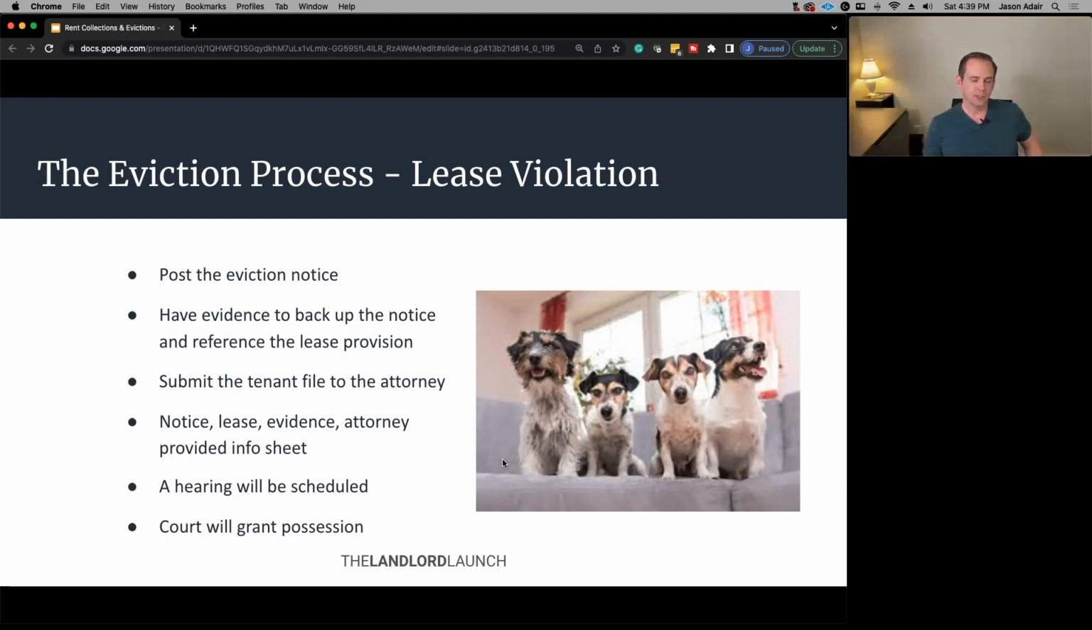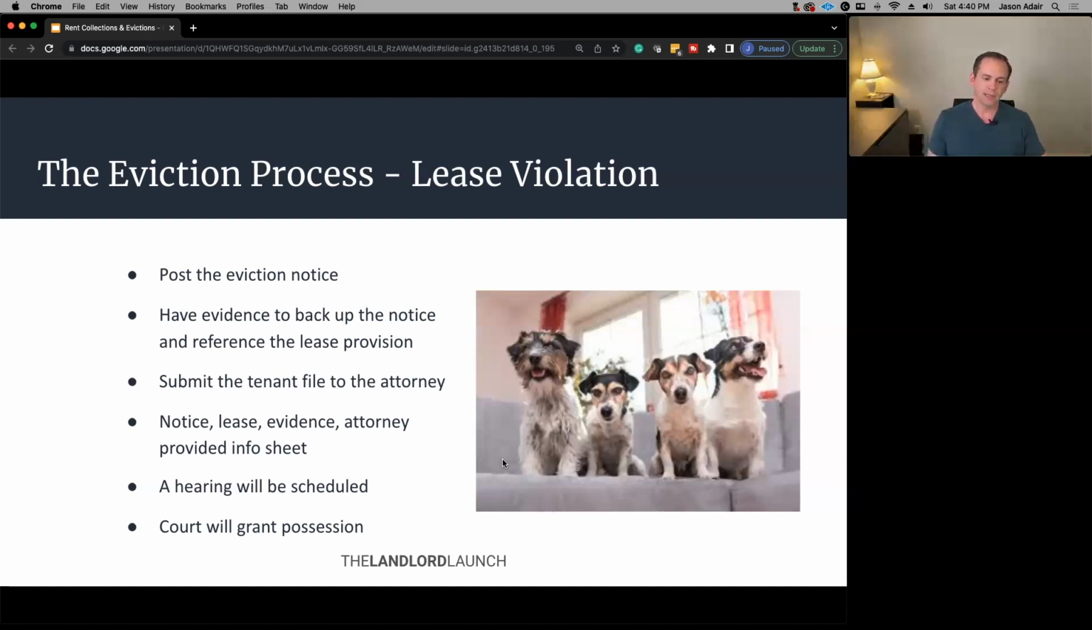Sometimes these lease violations are a little trickier, so you want to have your ducks lined up for sure, I's dotted, T's crossed, and have any backup pictures, written complaints from neighbors, police reports, whatever else it is. Then you're going to submit all that to the attorney. You're going to submit the notice, whether it's the first notice to comply, then the second one to get out, or the 1430. You're going to want to give them the lease agreement, the tenant information sheet, whatever they need. That's going to be the packet that they get.